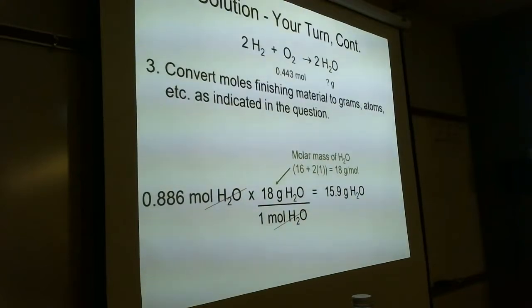Do we agree? Did you come up with the same answer? If you got 16, but it was because of rounding differences, that's not going to be a problem. If you come up with 16.5, that is a problem, right? That's not rounding. That's bad math. Questions on this one? Did you get it right? All right.